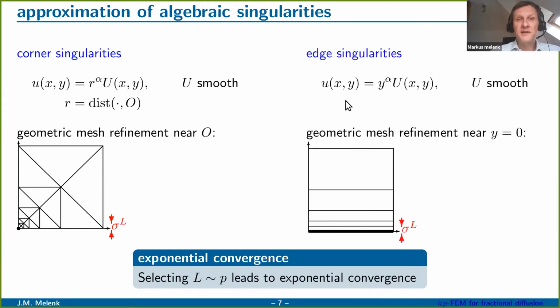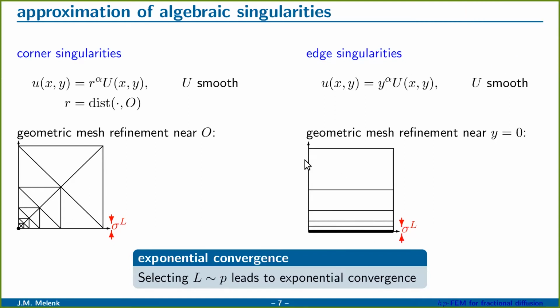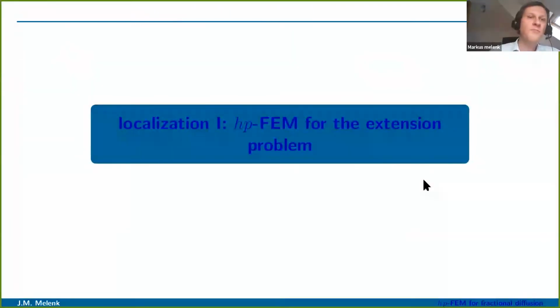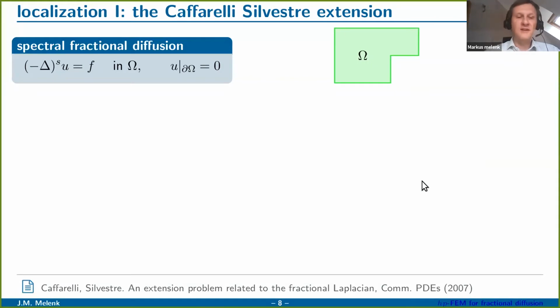Edge singularities, this is an archetype of this, is something similar. Let's say in 2D, you have a function of x and y, and it's smooth in x, but you have a nasty y dependence, so it's y to the alpha. In that case, again, you do a geometric mesh refinement towards the edge y equal to 0, so you do a geometric mesh in one direction and a no mesh refinement in the other direction. So you get these anisotropic elements. Again, you get exponential convergence. Okay, so this was a long prelude on geometric meshes.